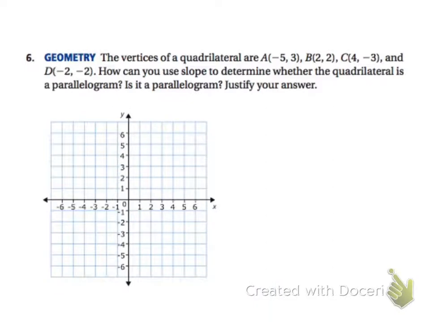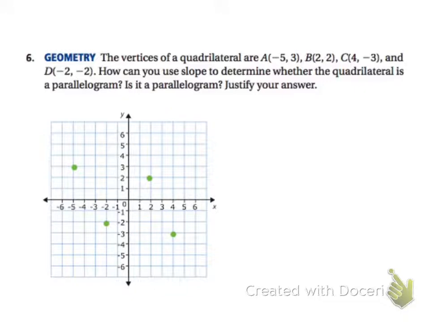The last thing we're going to look at for the parallel lines is if we had a quadrilateral, and I'm going to go ahead and graph. A is -5, 3. I'll label that A. Let me make this a little bit thicker. Okay. All right. B is 2, 2. C is 4, -3. So you don't have to graph these necessarily, but graphing them makes it a little easier, I think, to see what you're working with.